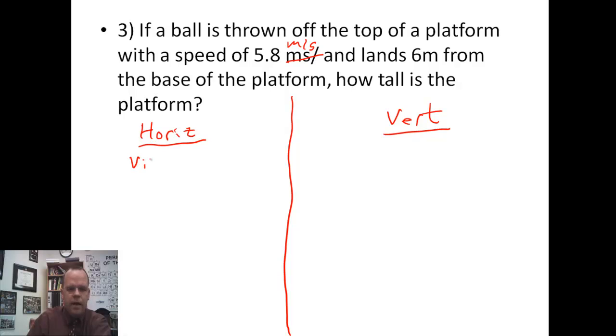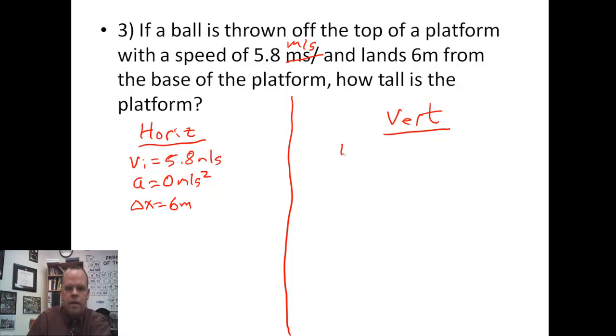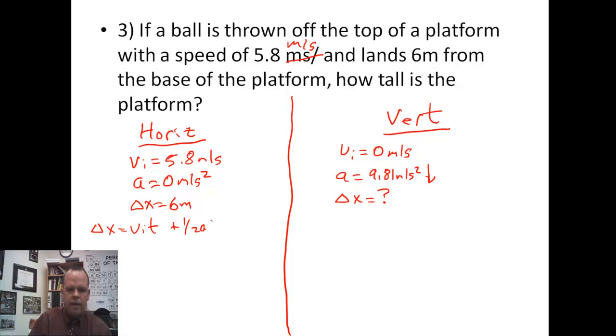In this case, we know the initial velocity horizontal is 5.8. The acceleration is always 0. The delta x, in this case, is 6 meters. The initial velocity vertical, since they're running horizontally, is 0. The acceleration is 9.81 going down. This is always true for the vertical. And we're looking for delta x. This time we don't have enough information to solve on the vertical side, so we're going to have to start with the horizontal side. Delta x equals vit plus 1/2 at squared.